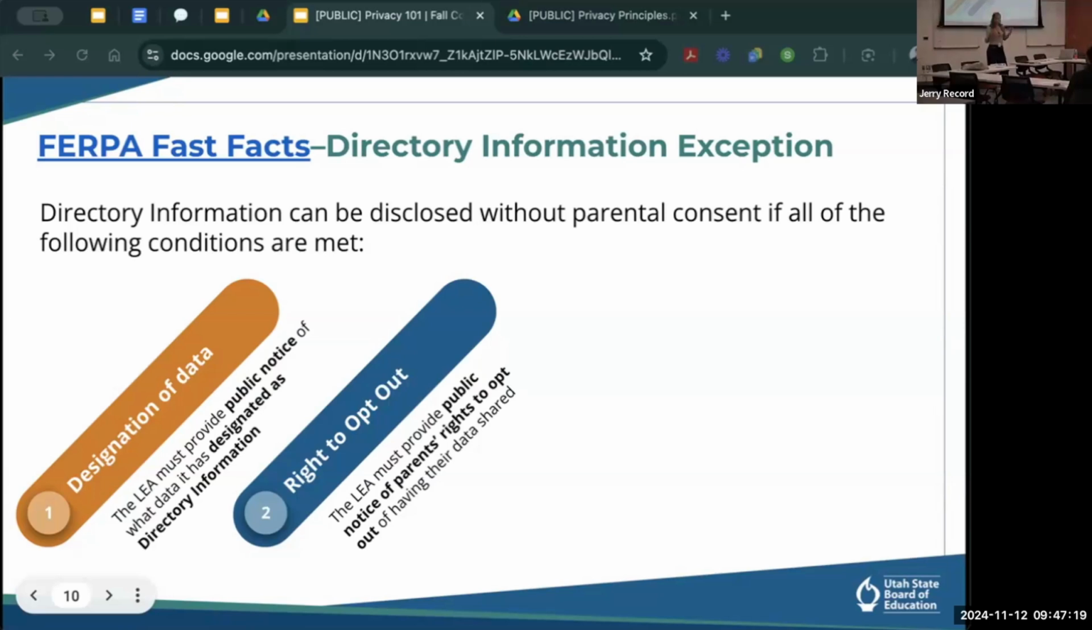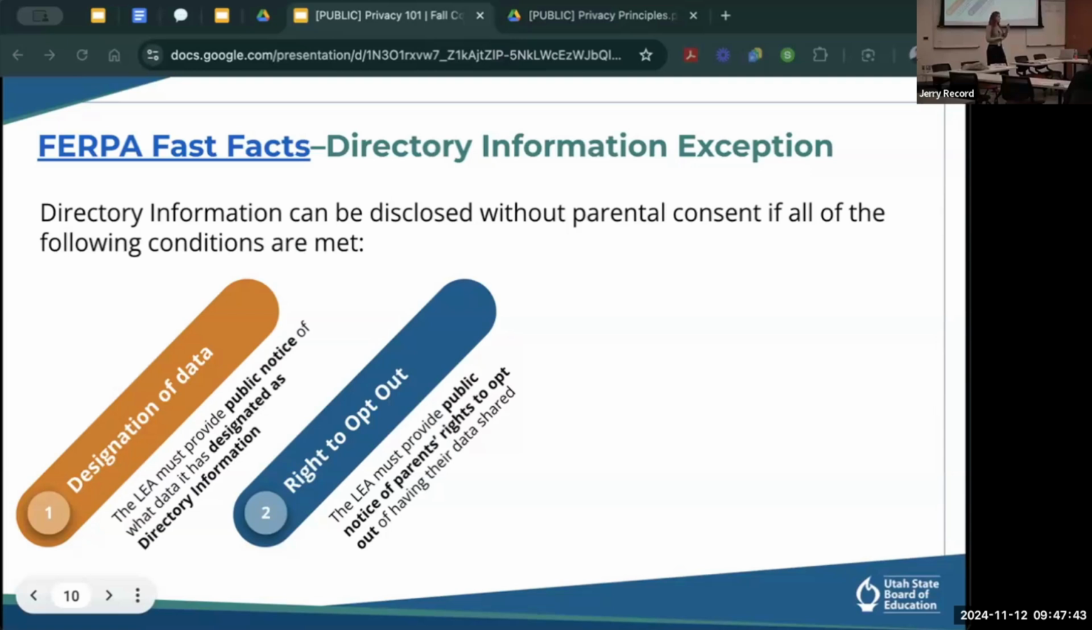So the directory information exception was created to allow for some positive publications of students. It's also one of the reasons that you're allowed to post sports rosters and that kind of thing. But it's very important that parents are always given the right to opt out. This usually happens at the beginning of the school year.